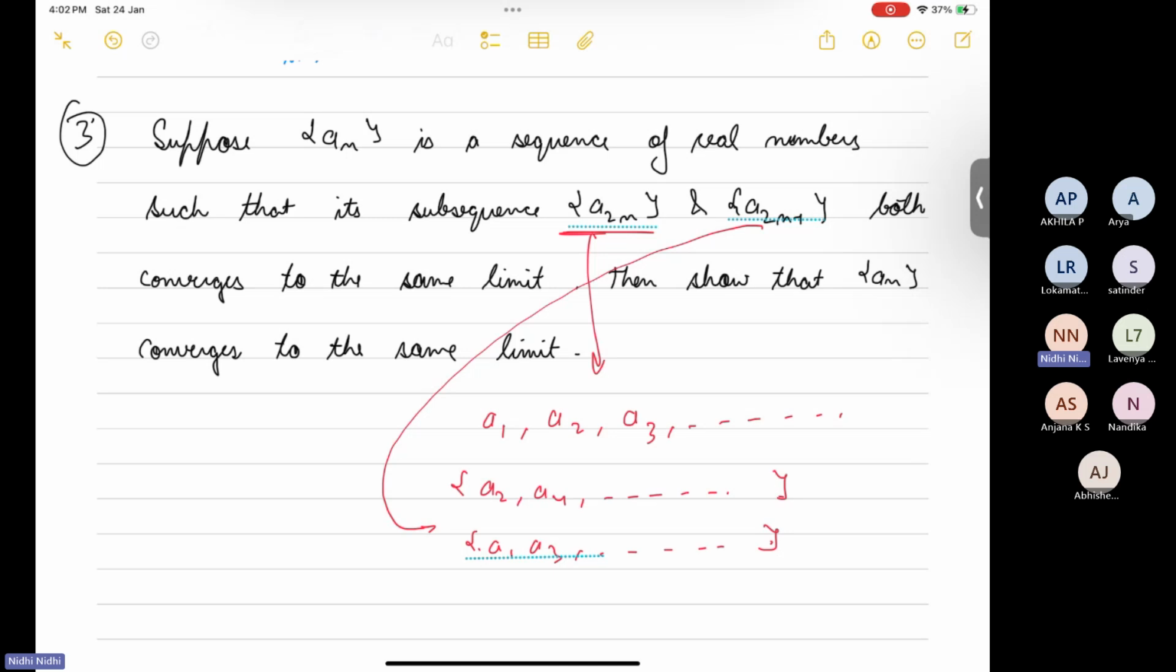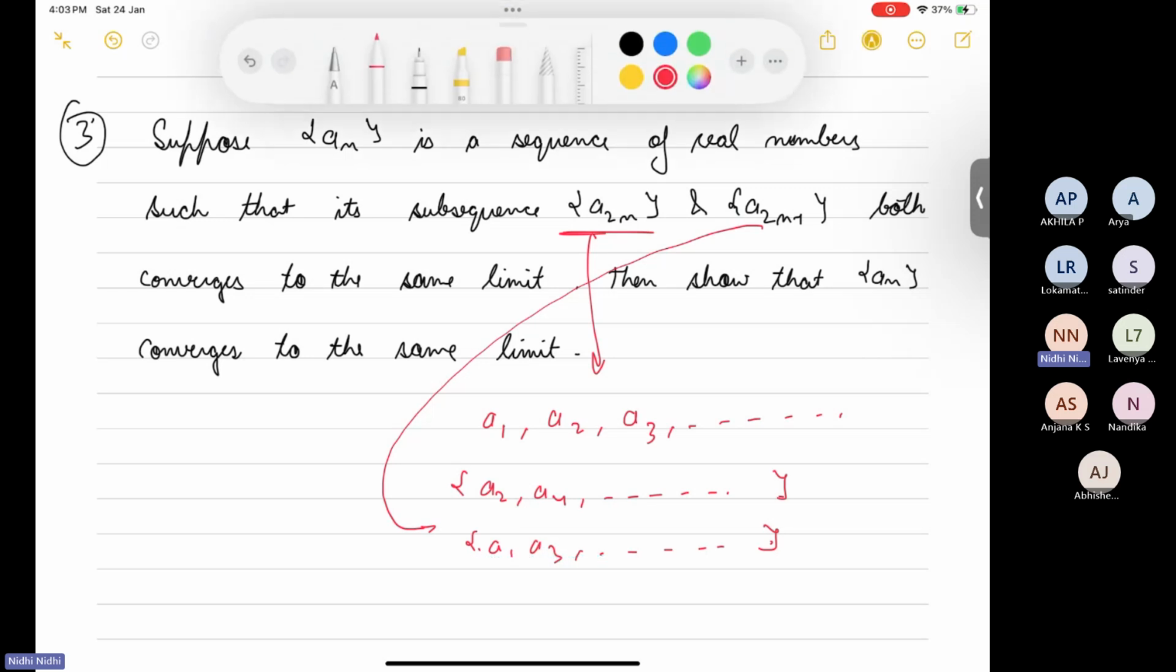In this problem, it's saying that we have a sequence an and it has two subsequences a2n and a2n minus 1, both converging to the same limit. Now a2n and a2n minus 1 are themselves sequences as well, so they can be convergent, divergent, or converging to some limit. Here both the sequences are converging to the same limit, and we need to show that the main sequence will also converge to the same limit. So let's see how to prove this.